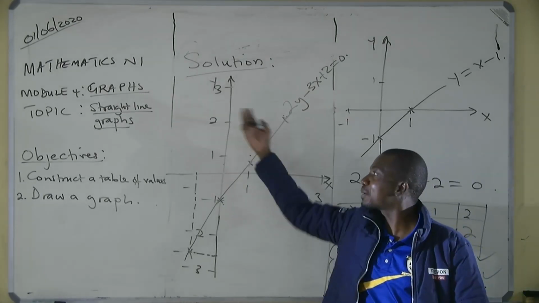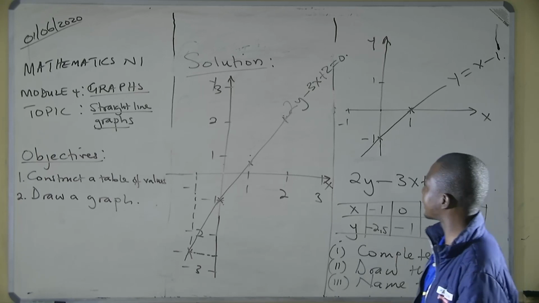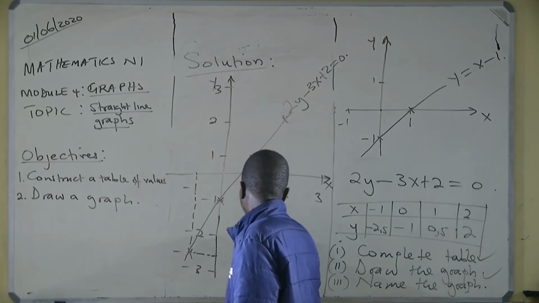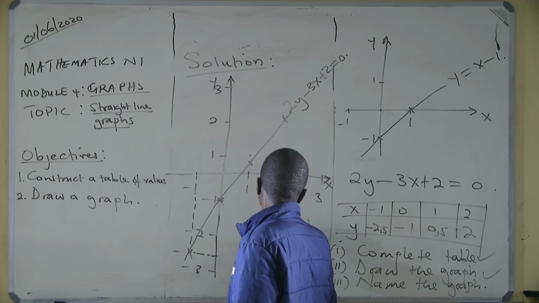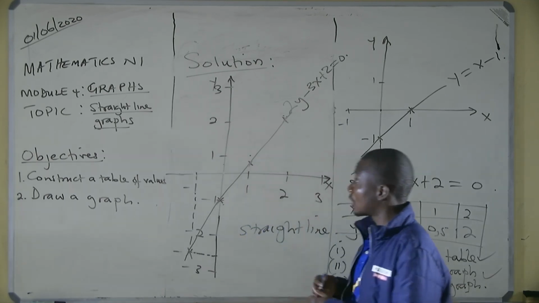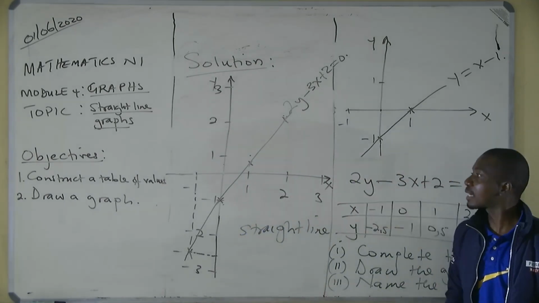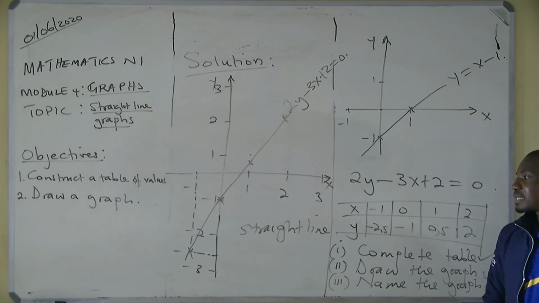Then the last part is saying name the graph. So obviously, because now this is a lesson on straight line graphs, this is a straight line graph. Right, so you name it as a straight line graph.